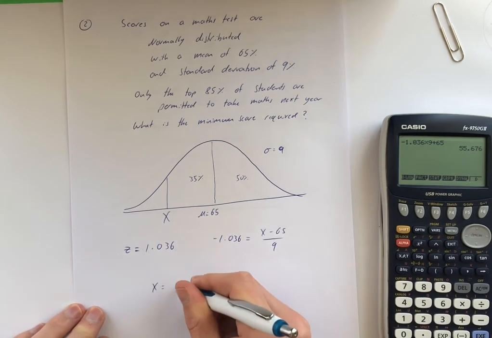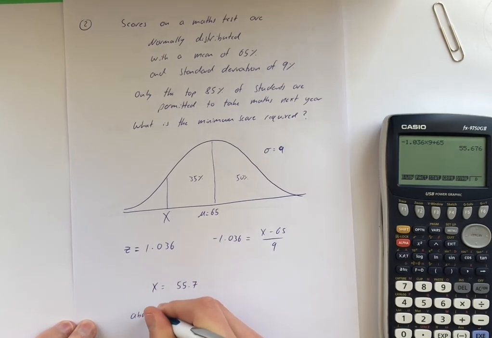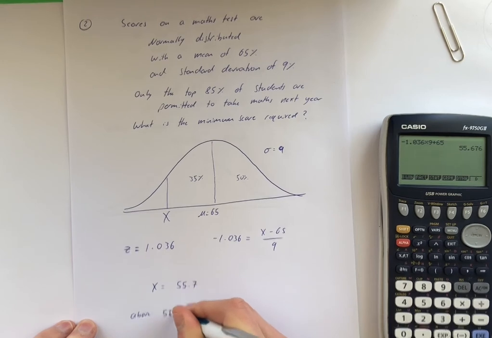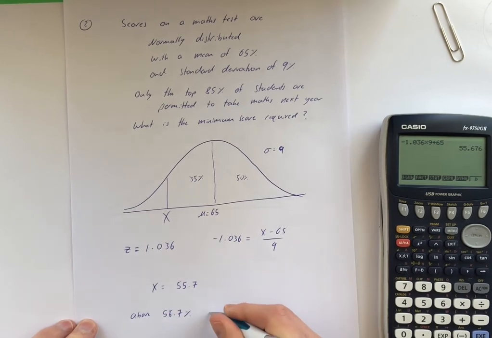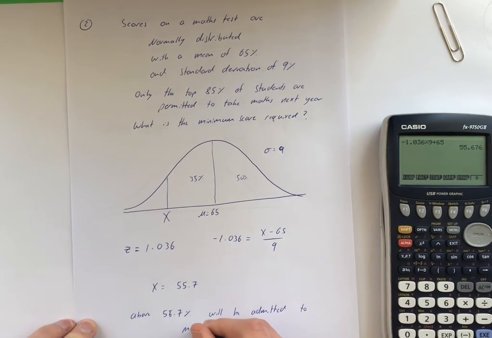X equals 55.7. Above 55.7% will be admitted to maths next year. Cool. Hopefully that makes sense.